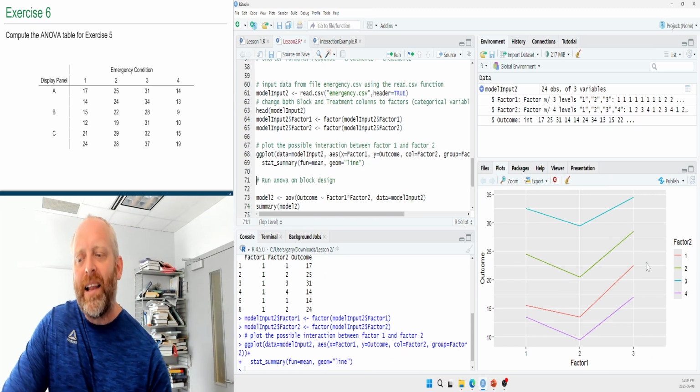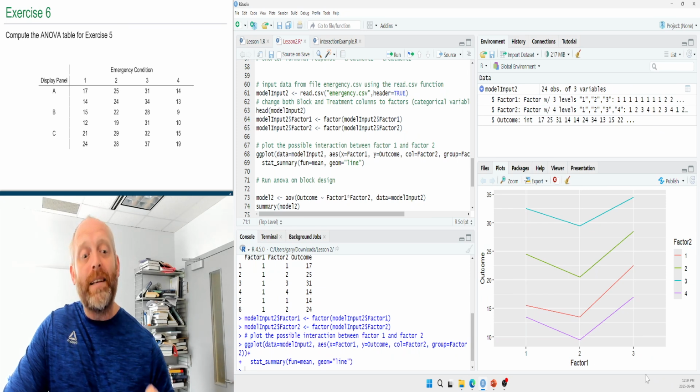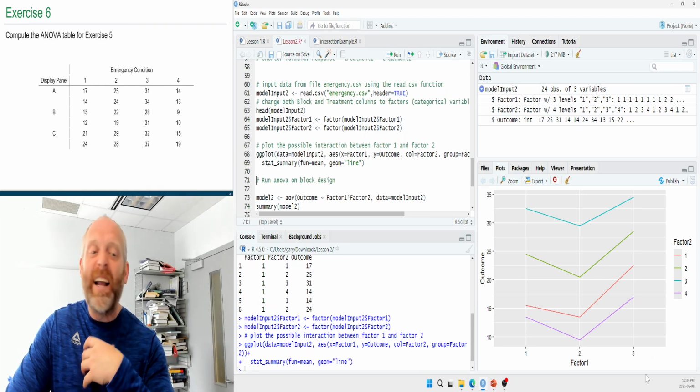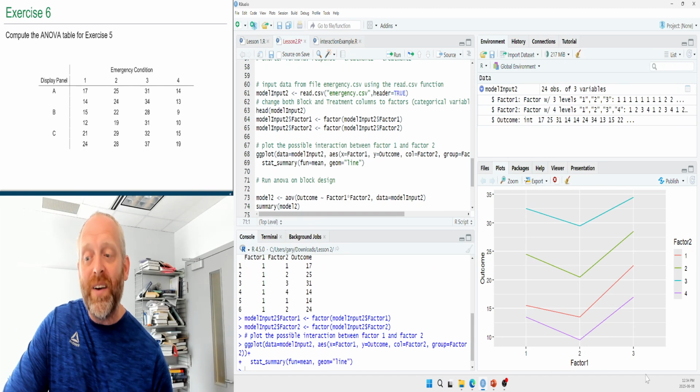So when I go from level 2 to level 3 of my factor 1, it is important which level of factor 2 I am on because they do behave differently. But in this case, since they are basically parallel, I would highly doubt that there is going to be an interaction. Now, they're not perfectly parallel.